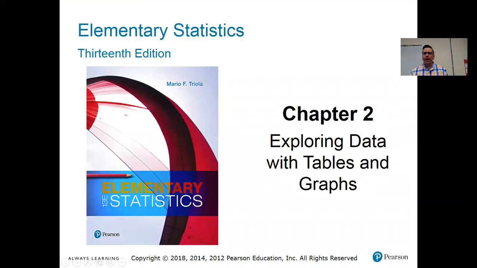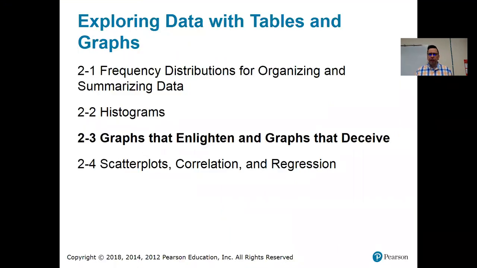We are now wrapping up our coverage of Chapter 2. You may remember I mentioned, when we started Chapter 2, that I was not planning to do Section 2-4. We are going to do everything we need to do with scatter plots, correlation, and regression toward the end of the semester. So the last section that we're going to cover, 2-3, is called Graphs that Enlighten. So these are good graphs. Other types of graphs that we haven't talked about yet, and also graphs that deceive.